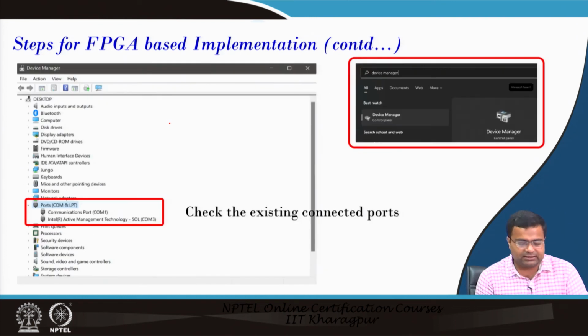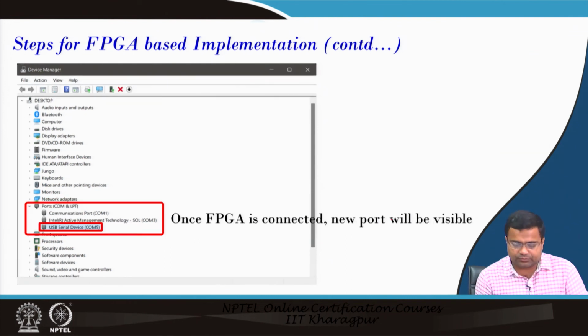Then once you find it, you also have to check the ports, because you have to connect a USB cable from your computer to the USB-C type port, which goes to your FPGA. FPGA also has a USB port. Before you send this out, you have to make sure that your port address is defined properly. That means you go to the device manager in your computer and check the existing connected ports.